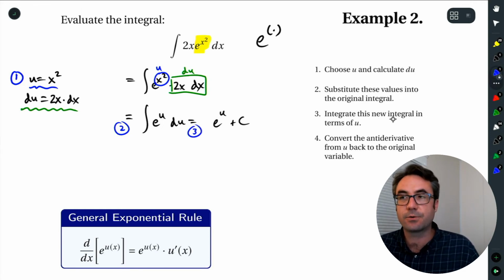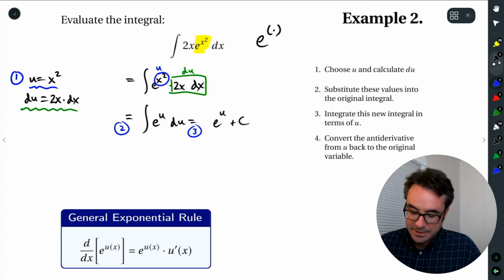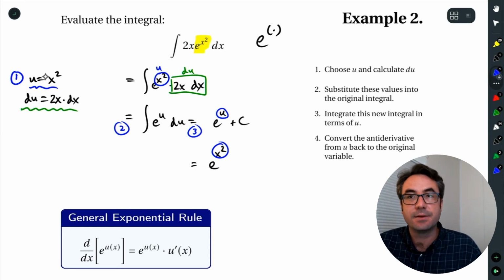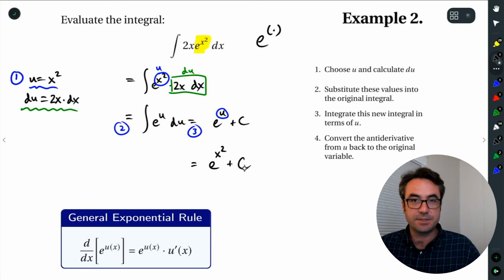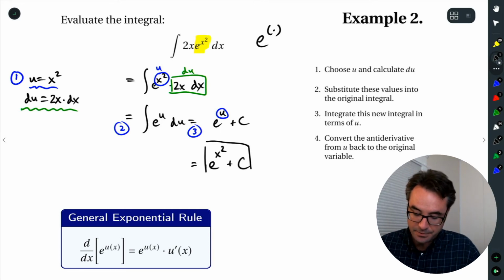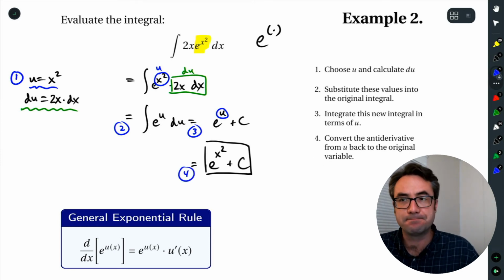We're integrating that new integral in terms of u. We have our antiderivative. The only issue is it's in terms of u, we want it back in x. So that's the very last step, to convert this back to x. So I'm going to change this u back according to what we said. Instead of u, I'm going to change it back to x squared. So we end up with e raised to the x squared plus c. And that's our antiderivative. And that's after step 4, when we do our conversion back.